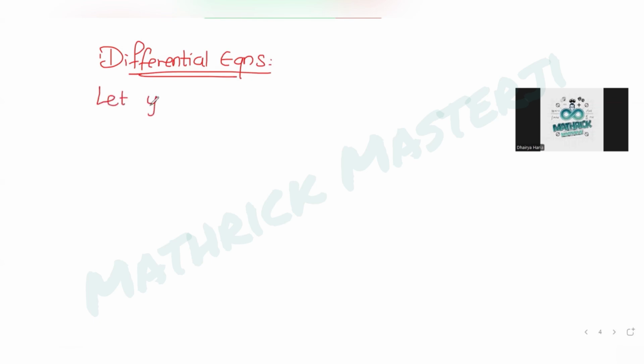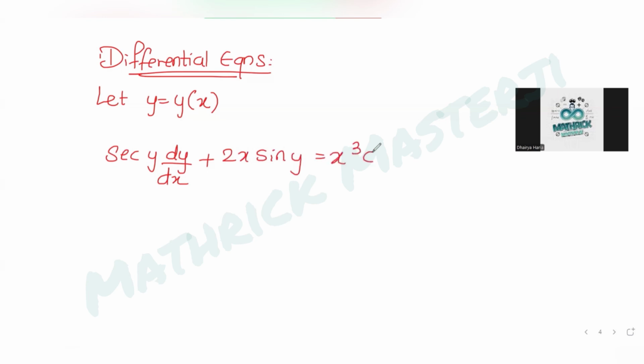Let's see today's question. Today's question we are taking up from the topic of differential equations. The question tells us: let y equals y of x be the solution of the differential equation sec y dy over dx plus 2x sin y equals x cubed cos y. The question also tells us that y at x equals 1 is 0.